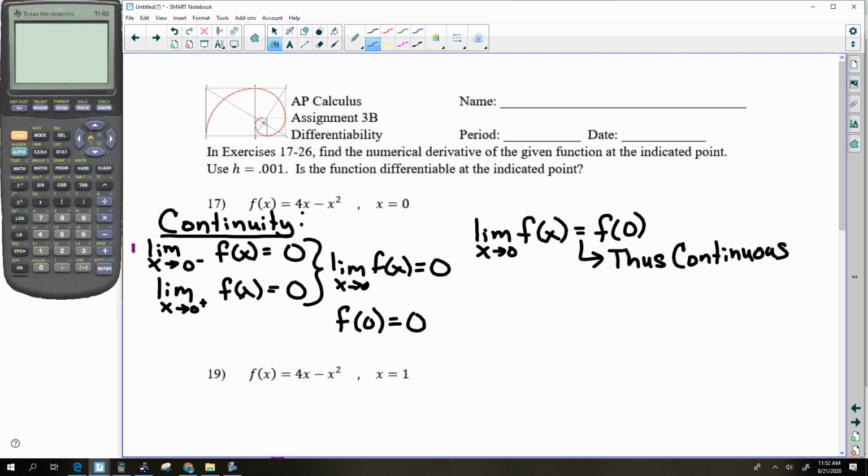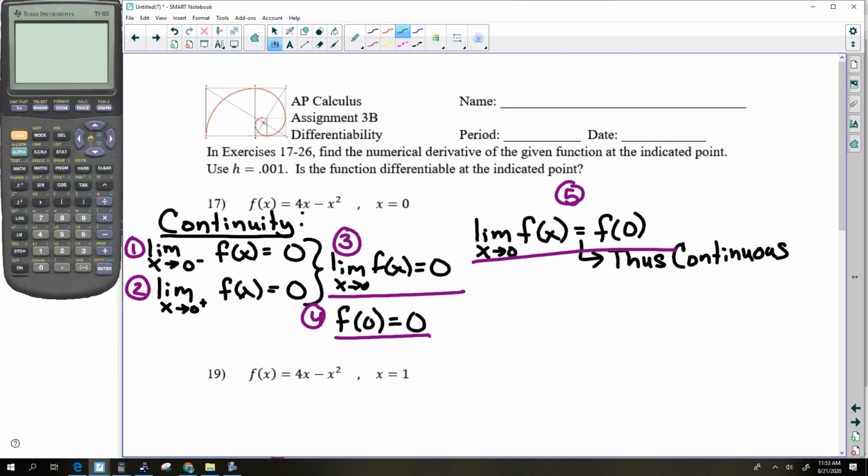So again, that is the continuity test: limit left, limit right. If they are both equal, that makes the limit. That's a big step. So the limit exists, the point exists, and then the limit is equal to the point. That is the continuity test.